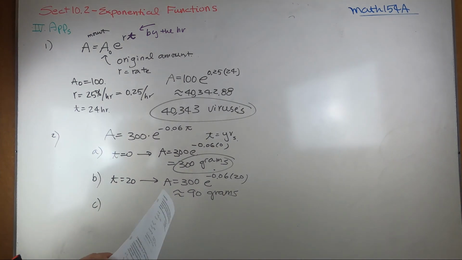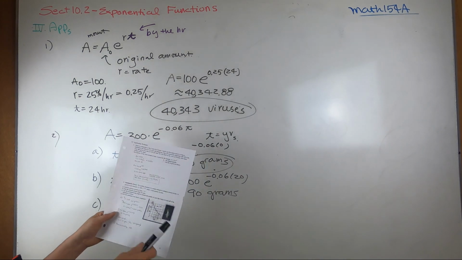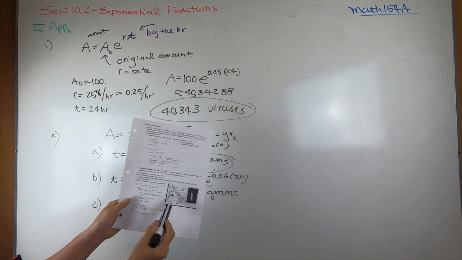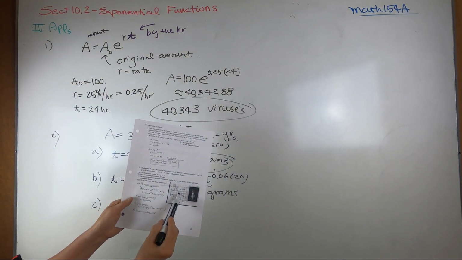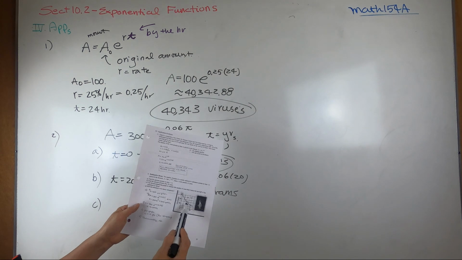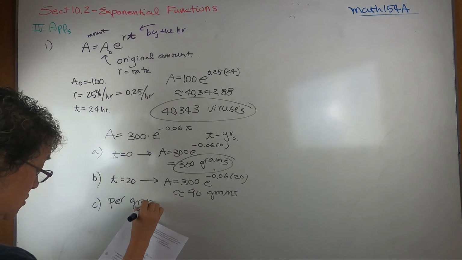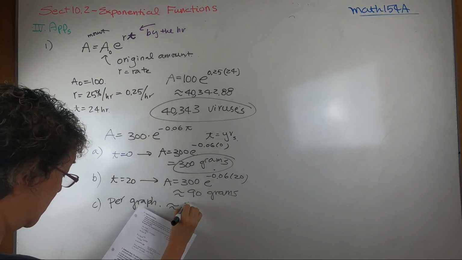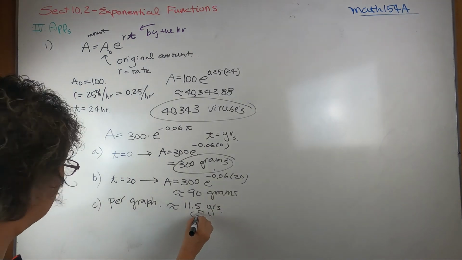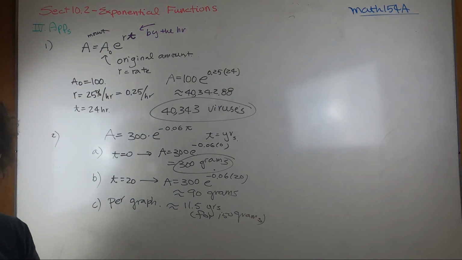Then the third one, use the graph to find when it gets to half. You start from 300, so half would be 150. You look at 150, right? Then find your years on the x-axis, okay? Per the graph, it should be about 11.5 years for half of it, which is 150 grams.